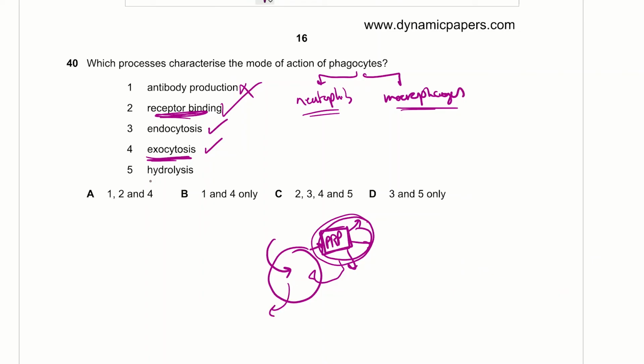5, hydrolysis. So once the microorganism is engulfed, how does it break down into multiple fragments to be presented on its surface? This happens by a process called hydrolysis by enzymes found inside these phagocytes. Therefore, this is correct, and the answer is going to be C.